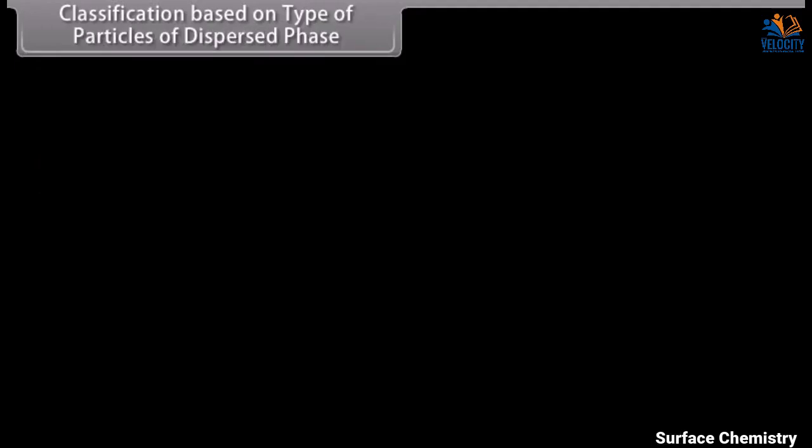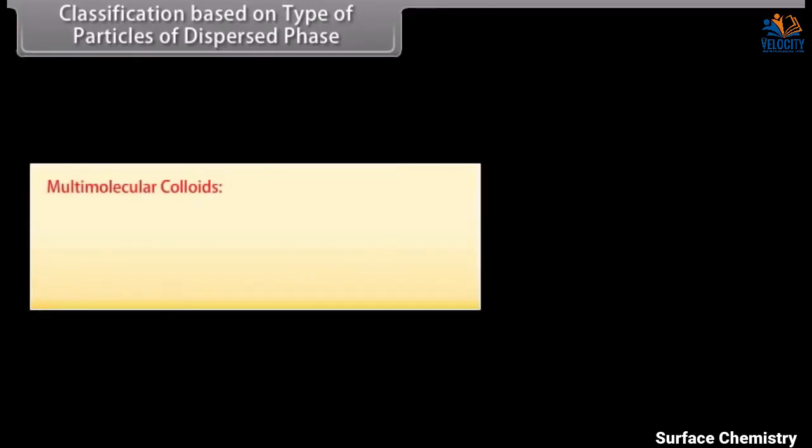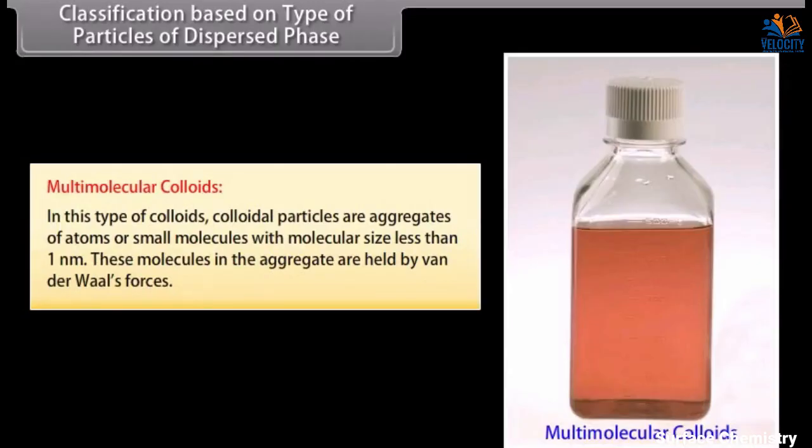Classification based on nature of particles. On the basis of nature of the particles of the dispersed phase, colloids are divided into 3 categories. Multimolecular colloids. In this type of colloid, colloidal particles are aggregates of atoms or small molecules with molecular size less than 1 nanometer. These molecules in the aggregate are held by van der Waals forces. For example, a gold sol consists of particles of various sizes, which are clusters of several gold atoms.